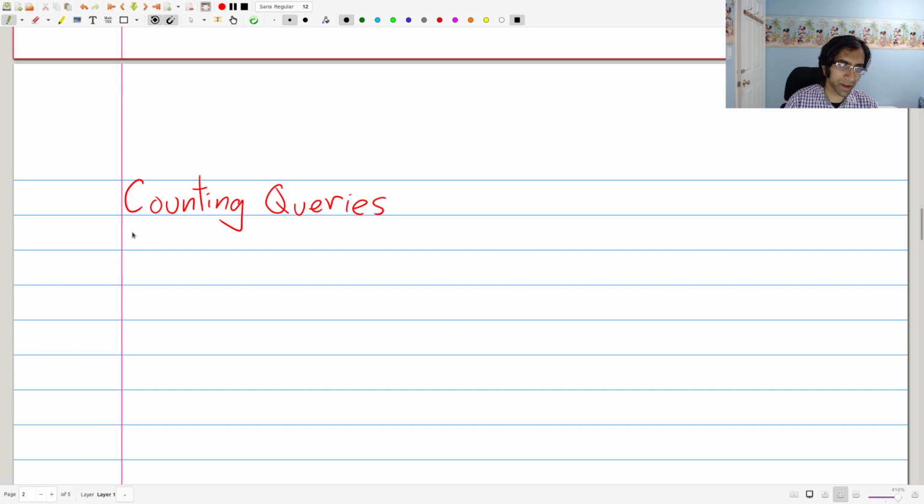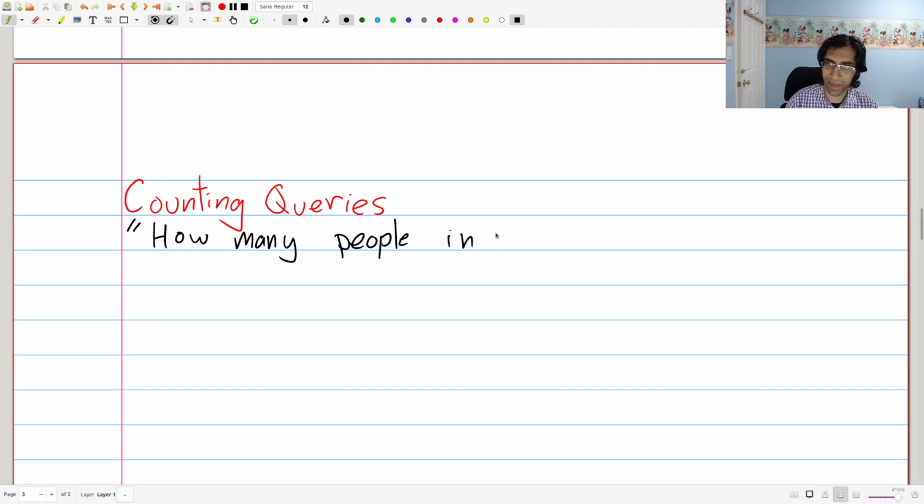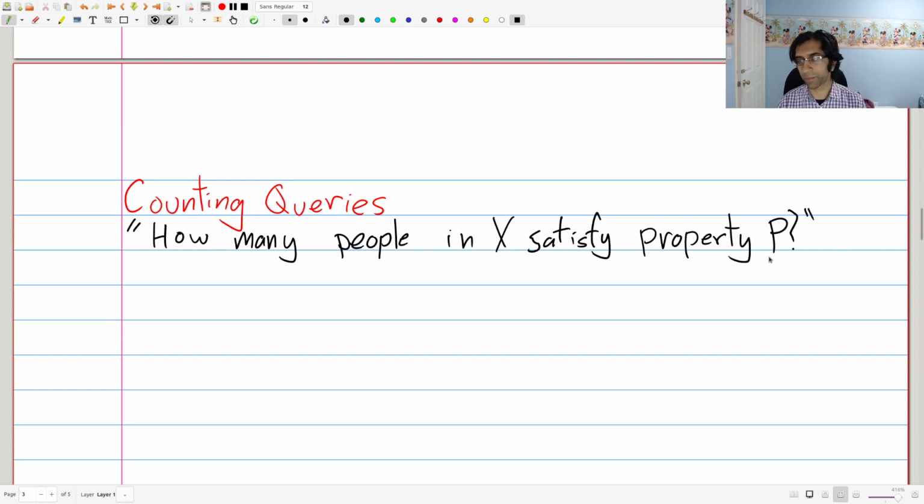A counting query is asking how many people in X satisfy property P, where X is our data set and property P is whatever property we want. So for example, this is very similar to the average query that we were doing before, where property P would be how many of them have bit equal to 1, and we looked at a normalized version there. But here, we're really just going to look at the number rather than the average. Sometimes these are used interchangeably to refer to counting queries, as an average versus not averaged.